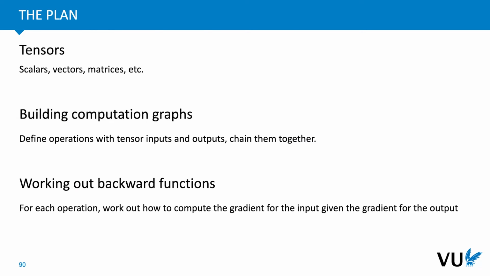To make this idea precise, and to make it applicable to as broad a range of functions as possible, we'll need to set up a few ingredients. The values that we will compute on will be tensors: scalars, vectors, matrices, or their higher dimensional analogs. We then build computation graphs on these tensors by defining operations with tensors as inputs and tensors as outputs and chaining these operations together. And then once we have this computation graph in place, we can figure out how to work out the backwards functions for these outputs and how to combine all these backwards functions into a pass of the backpropagation algorithm. So let's start with tensors.